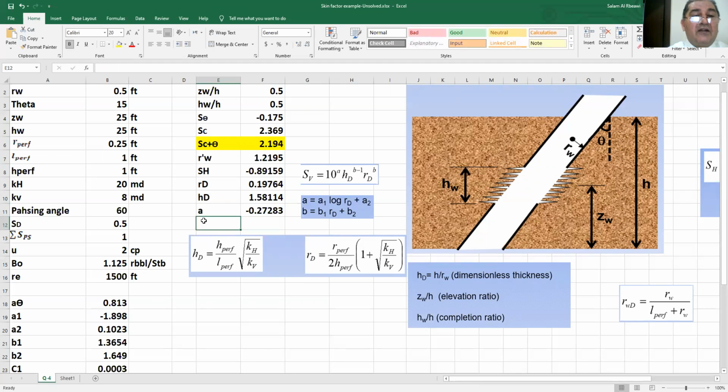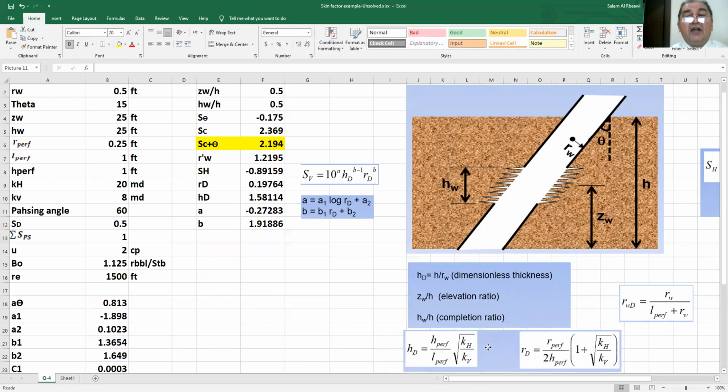And then we need to calculate B, that is B1 times RD, plus B2. So we are good. Let me remove this one, I don't need it. Now we got this one. Now I can calculate S sub V.